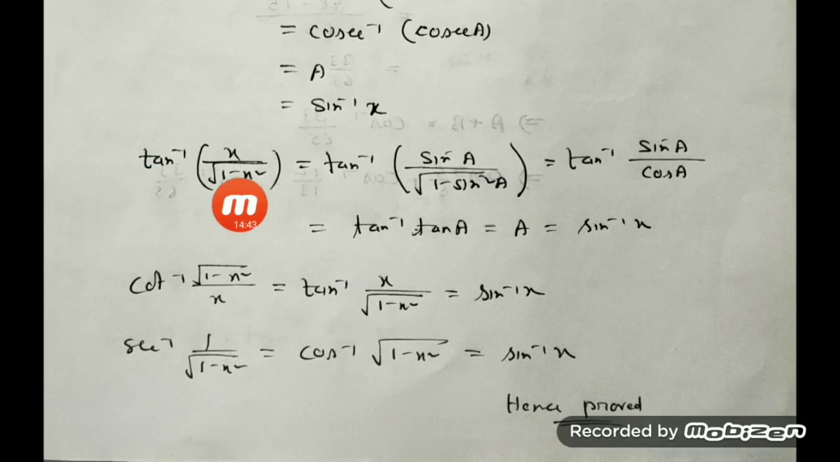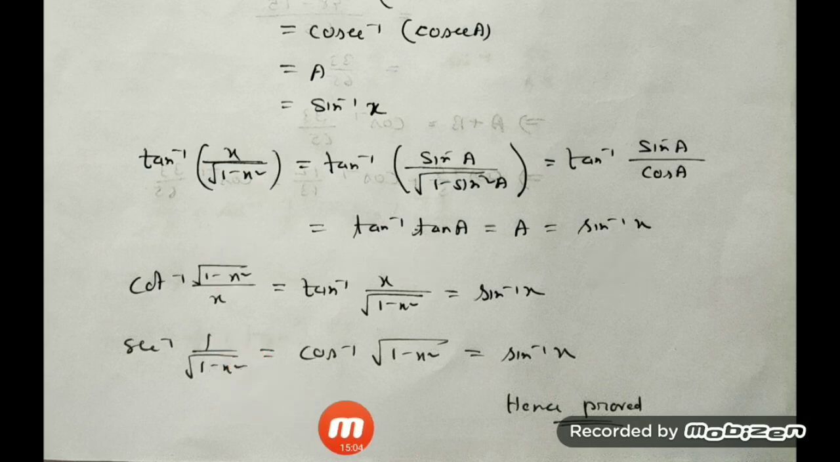Now go to tan inverse. Put the value of x. What is x? Sin A. So this is sin A by under root of 1 minus sin square A. Under root of 1 minus sin square A means what? Cos square A. So outside root it becomes cos A. This is sin A by cos A. Sin A by cos A is equal to what? Tan A. And tan inverse of tan A is A. A means sin inverse of x, and the rest we can get by the reciprocal.